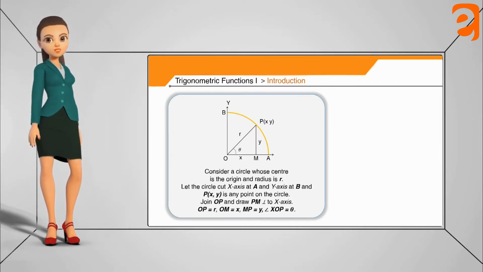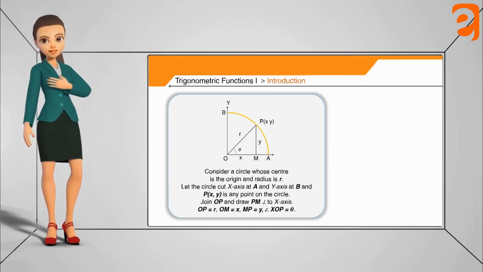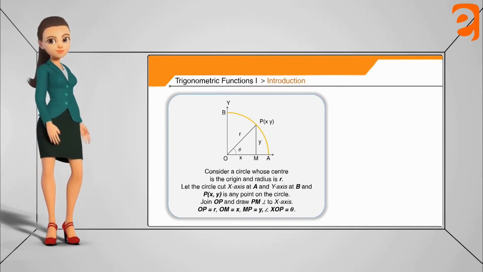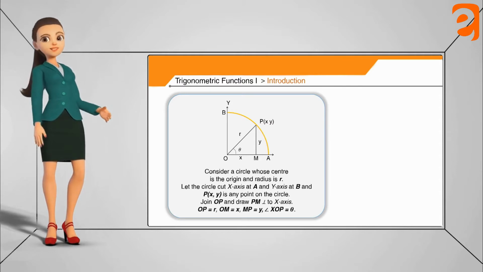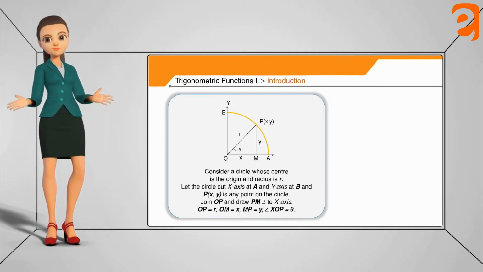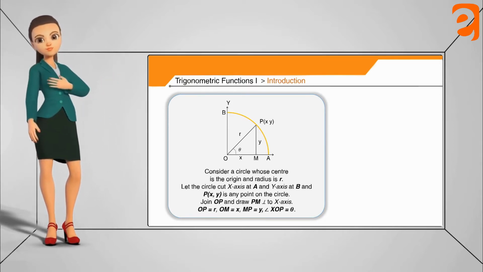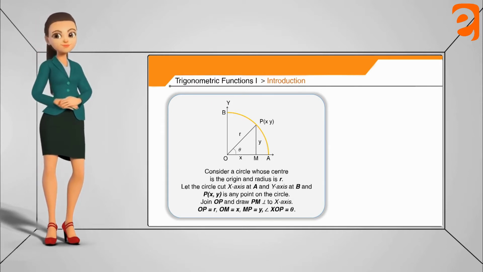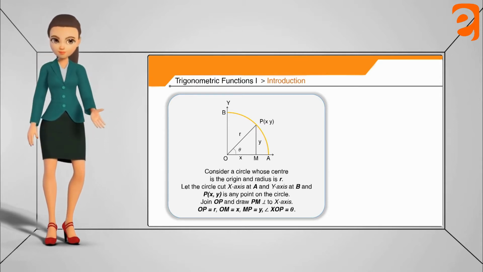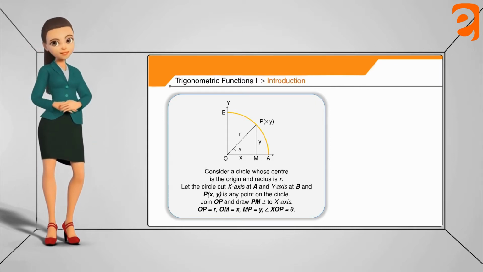And we will draw a line perpendicular from P to the x-axis and that is going to be our PM. So, M is the point where it cuts the x-axis on OA. So, we got OP is equal to R, OM is equal to x and MP is equal to y, and angle XOP is equal to theta. And this triangle is actually a right angle triangle because PM is perpendicular to OA. So, angle OMA is 90 degrees.